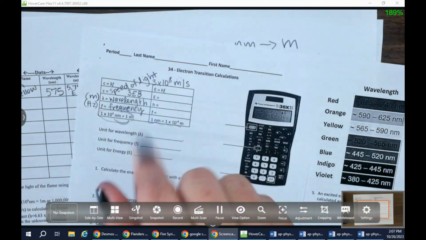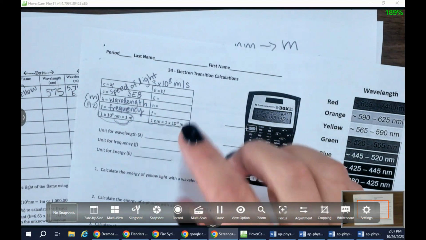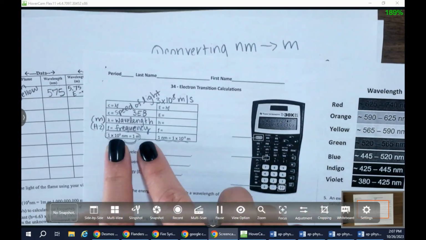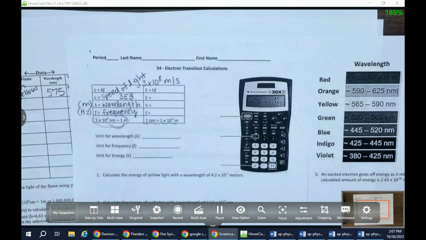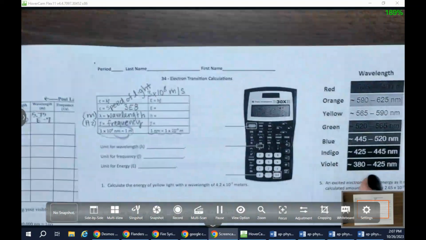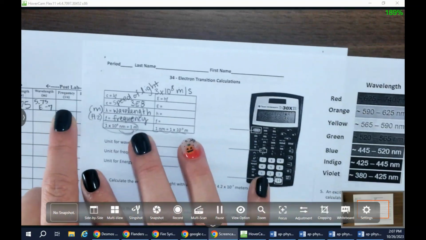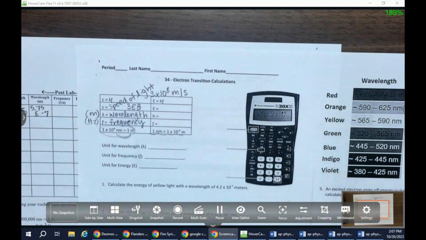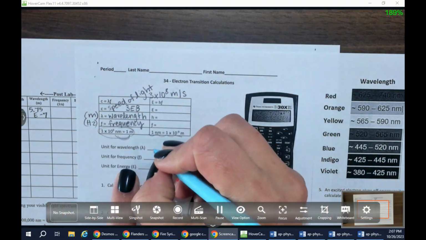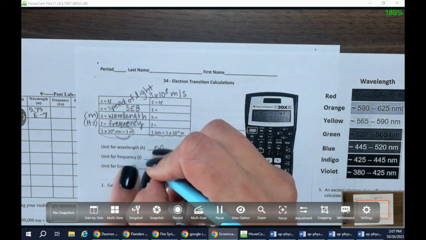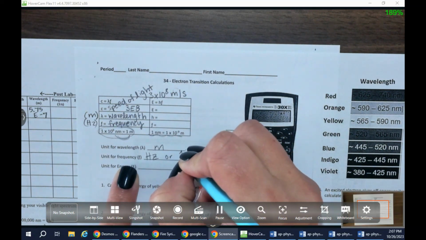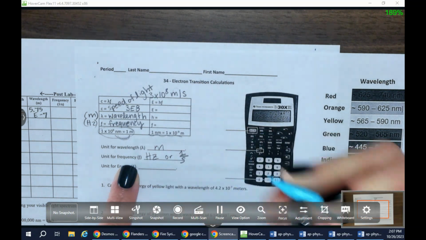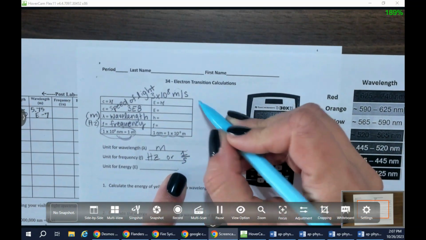All right, so for the next portion, let's go ahead and look at the next portion. So we have frequency given right here, and if you look at your data table, the very next thing you're calculating is frequency, with that 1/2. Remember, we said that the units for wavelength were meters. Frequency is usually hertz, but it's also known as 1/seconds.